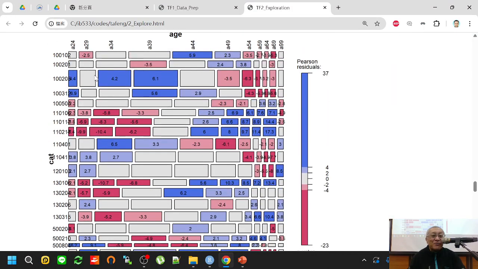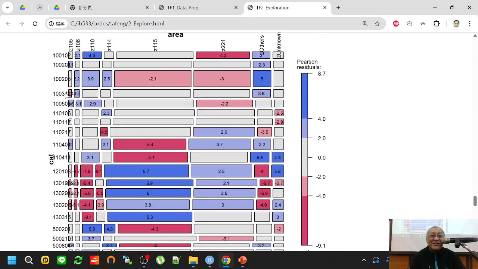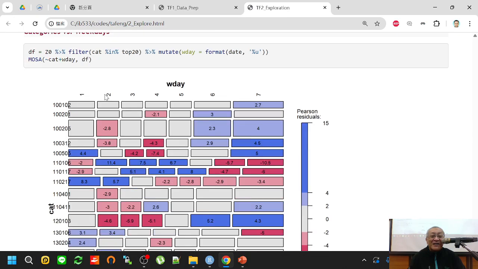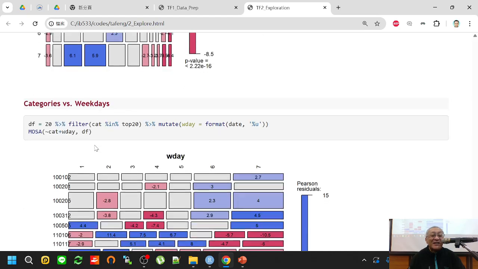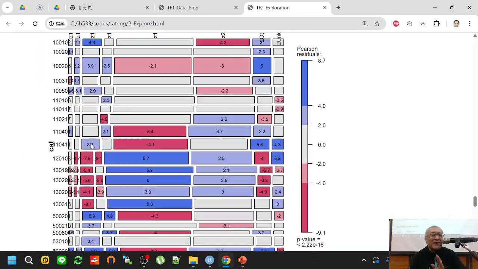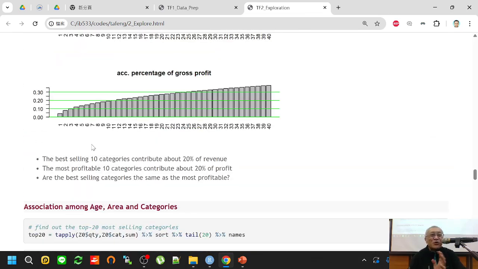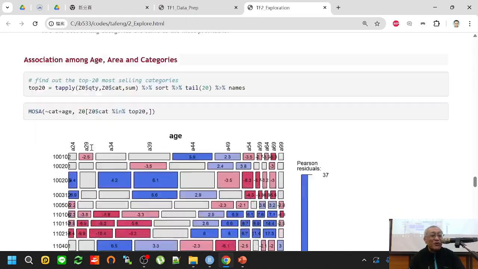You can see which age group is preferred to buy which product category, right? And which age group prefers to go to the store on the weekend, right? And which age group prefers to go to the store on weekdays, right? Okay, so that is a very handy tool. It takes a while to get used to this chart, but it is very easy to use, right?